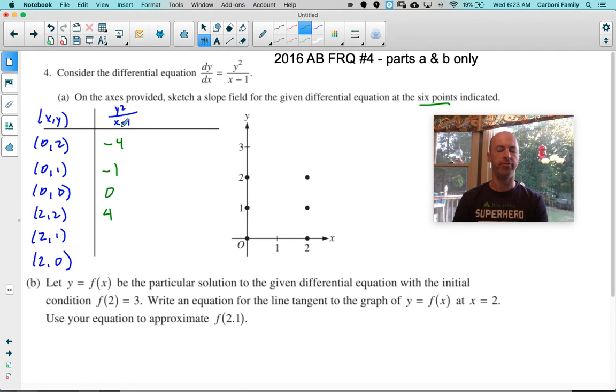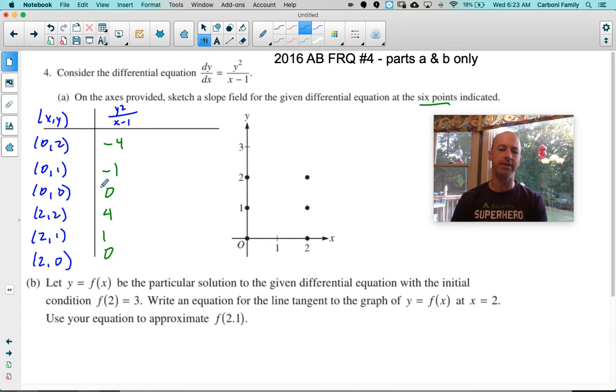(2, 1), that'd be 4 over, whoa. I'm sorry, plug in 1 for y. So 1 over 2 minus 1 is 1. And plug in 0 for y, you get 0 over 2 minus 1, which is 0. And then we just sketch those.